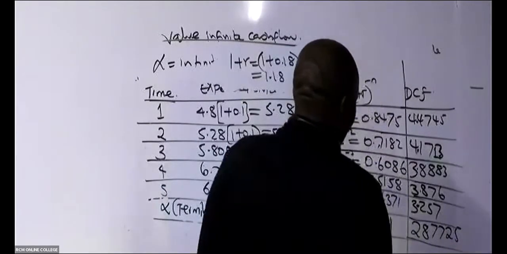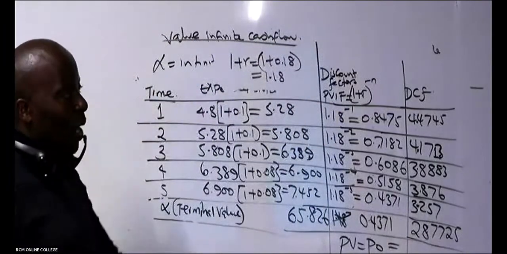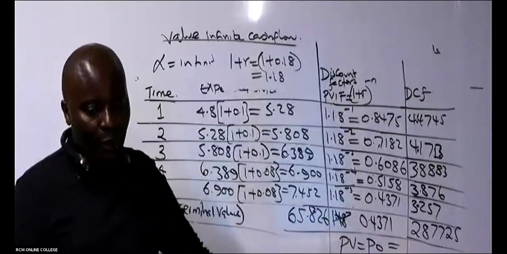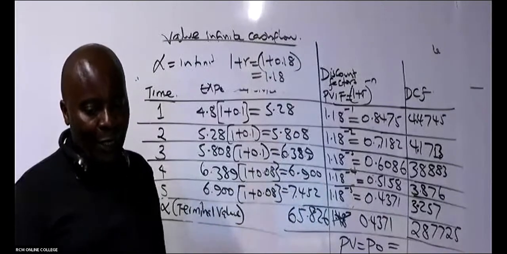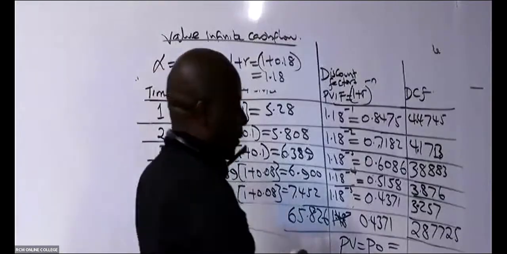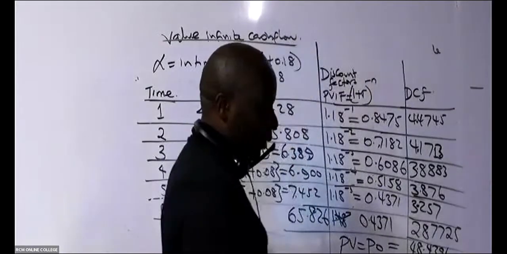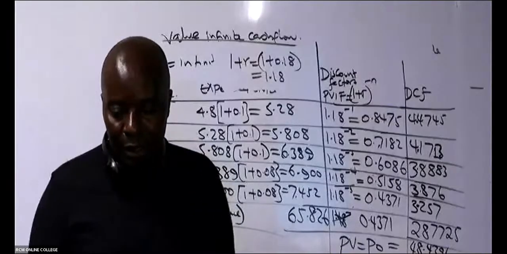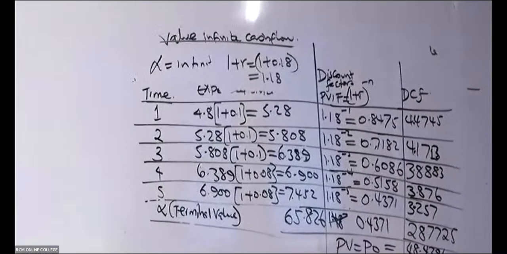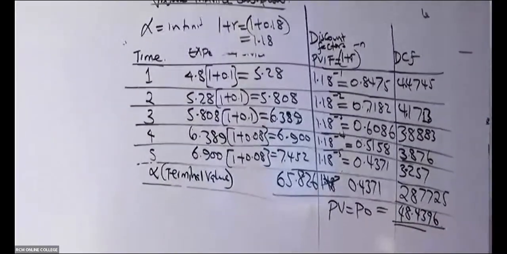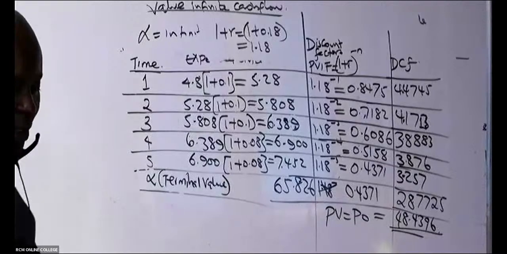Then give me the present value, which will be the same as my PO. You add everything now. So according to Pius, we have 48.4396. So are we together there, ladies and gentlemen?